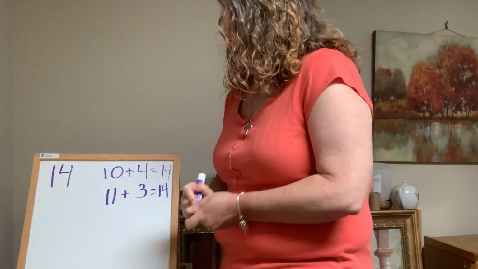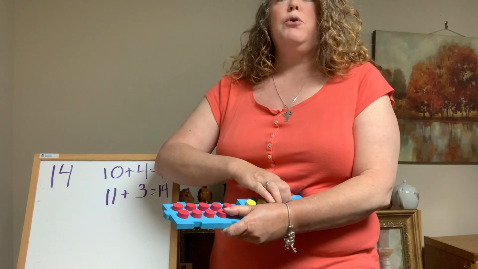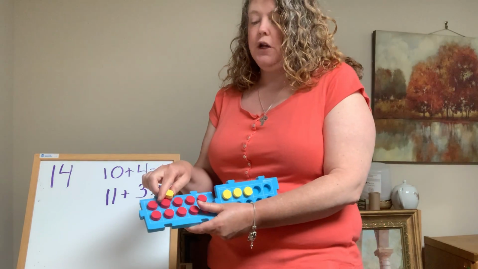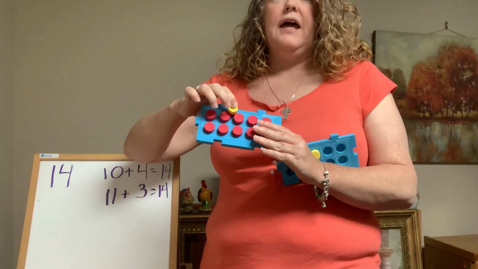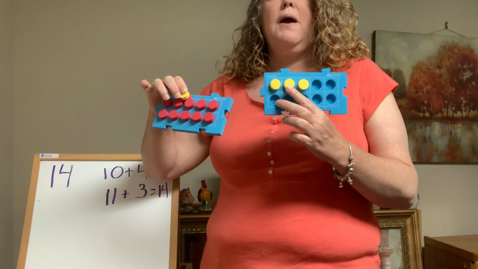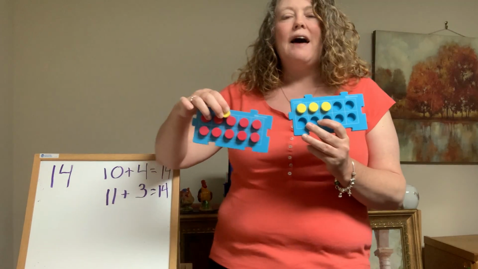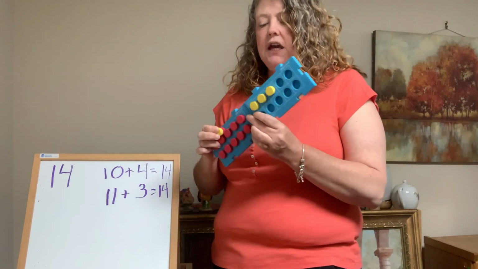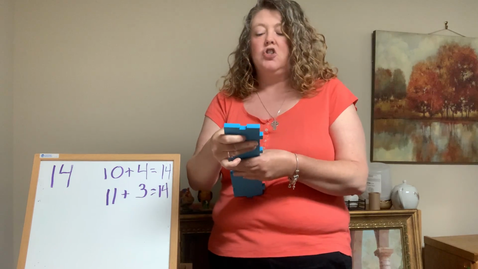So then I was like, I wonder if that's right. So I said, maybe if I put this yellow one out and put it over here with this 10 frame, that's 11, right? 10, 11, and then here's my 3: 12, 13, 14. And I said, oh, he was right. 11 plus 3 does equal 14. So great thinking, Oliver. If you want a little enrichment, you can do that last page.